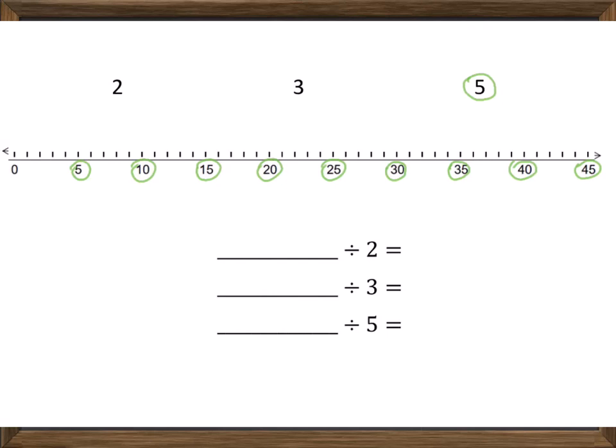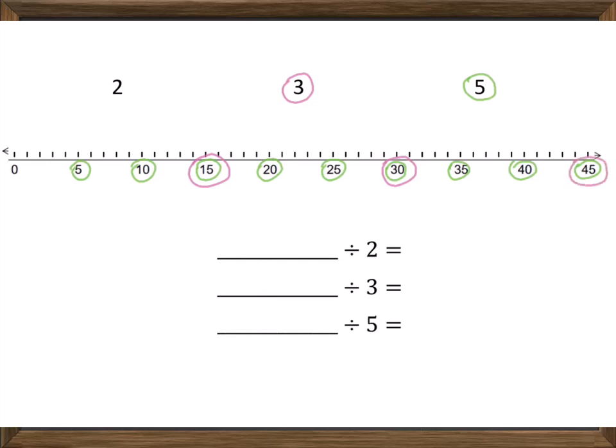Okay, so now let's go down in value. So now we're going to go down to 3. So which of these green circled numbers are also divisible by 3? Well, 5 isn't, 10 isn't, but 15 is. Okay, so let's keep going. 20 isn't, 25 isn't, 30 is, 35 isn't, 40 isn't, but 45 is.